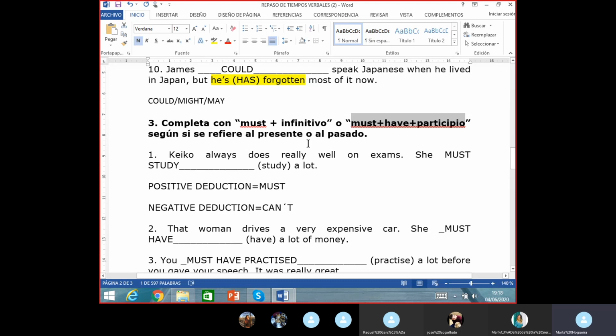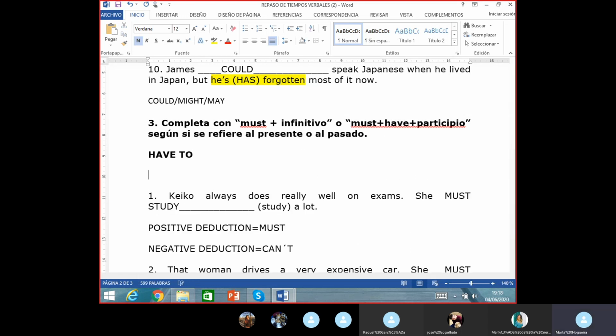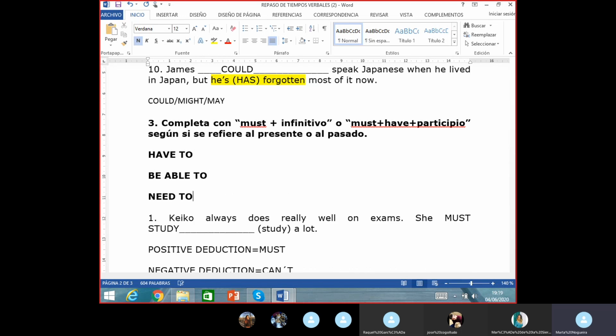For example, the have to, yes I can conjugate it. And the be able to. Those are the only ones I can conjugate. Let me think. Didn't need to. And the need to. She didn't need to do it. Or she had to do it in the past. Or she has to do it. She has to do it. Or you were able to do that when you were 10.